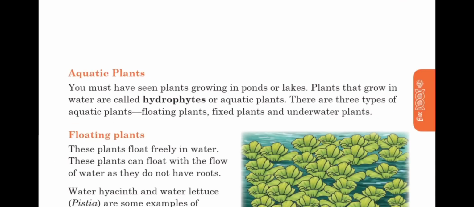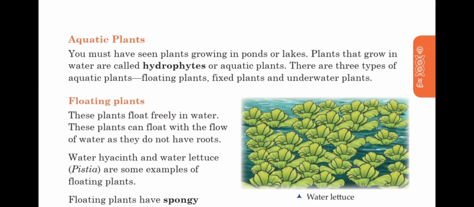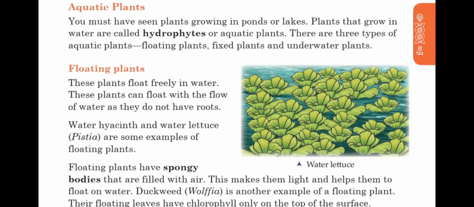Aquatic plants. You must have seen plants growing in a pond or lake. Plants that grow in water are called hydrophytes or aquatic plants. There are three types of aquatic plants: floating plants, fixed plants and underwater plants. Floating plants. These plants float freely in water. These plants can float with the flow of water as they do not have roots.